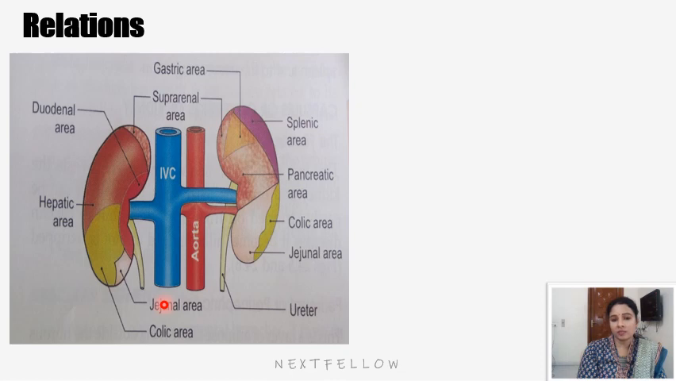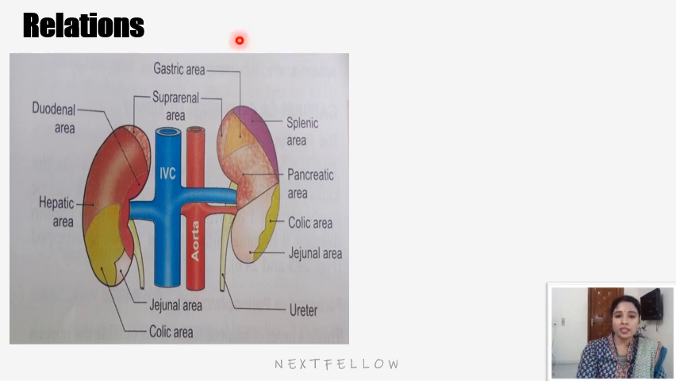kidney through this structure. So from anterior to posterior, the first structure would be the vein, and then the artery, that is the renal artery, and the posterior most is the renal pelvis, which continues down as the ureter. So we can remember it as VAP, VAP. So vein first, artery, then renal pelvis. So let's see the relations of the right side.